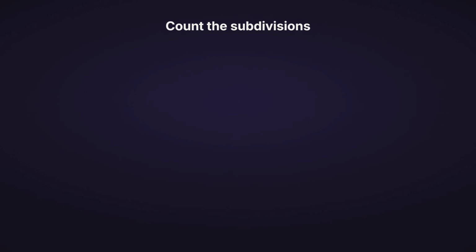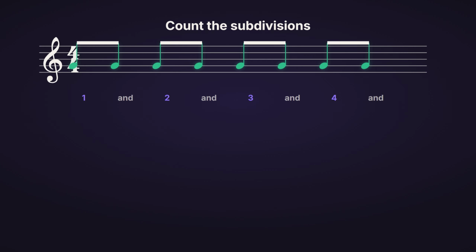To count eighth notes aloud, say the beat number and add the word "and" on the offbeat: 1 and 2 and 3 and 4 and. Each syllable lands on an eighth note.